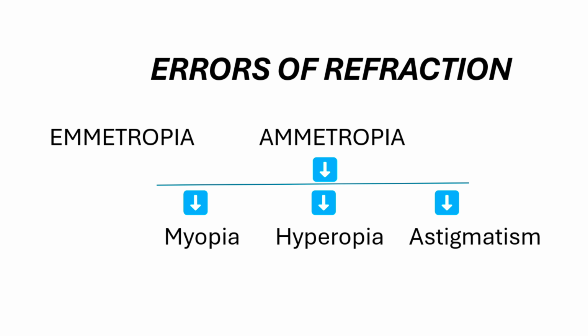Now we can see the types of refractive errors in the eye. Emmetropia and Ametropia. In Ametropia, the subtypes are myopia, hyperopia, and astigmatism. Now we can see briefly a detail about one by one.